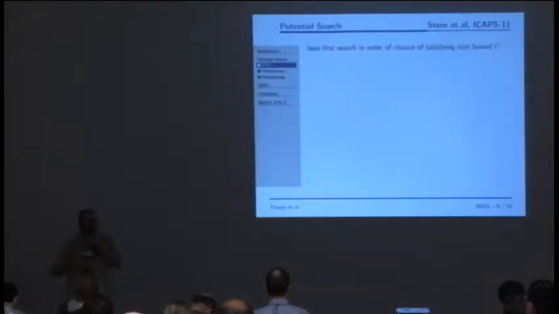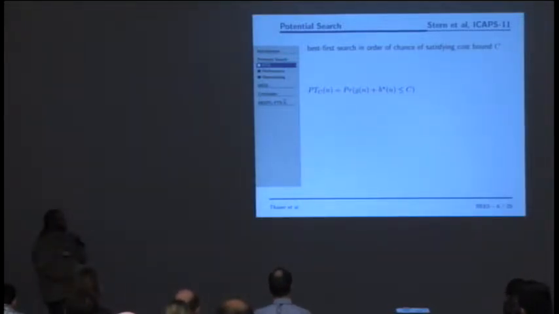So for those of you who weren't there or don't recall, potential search is a best first search on nodes in order of the likelihood that they will satisfy some cost bound C. So we try to expand nodes roughly in the order of how likely it is that a solution exists beneath them of cost no more than C. More directly, it's the probability that the cost of arriving at the node plus the optimal cost of completing a path through that node is less than C. And immediately we may all notice a problem, which is, man, that's going to be hard to compute.